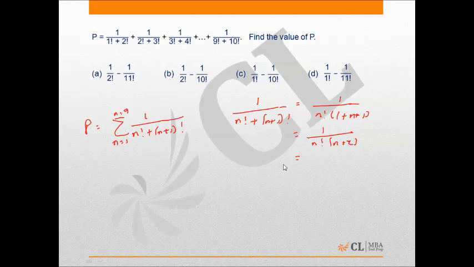Now n factorial into n plus 2. Now if I multiply that by n plus 1, it will become n factorial into n plus 1 into n plus 2, which will become n plus 2 factorial. So I would multiply the numerator and denominator by n plus 1, and we end up at n plus 1 by n plus 2 factorial. Now n plus 1 can be written as n plus 2 minus 1 on n plus 2 factorial. So that becomes n plus 2 upon n plus 2 factorial, which is 1 upon n plus 1 factorial minus 1 upon n plus 2 factorial.